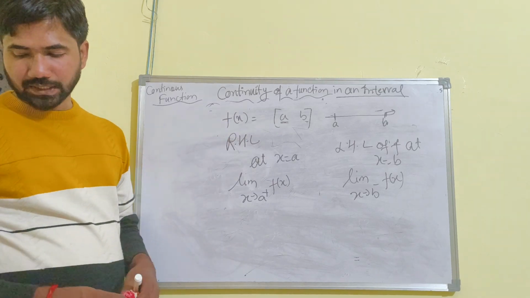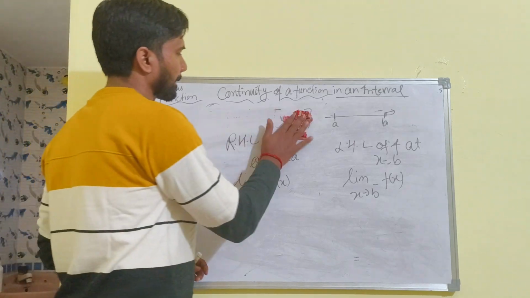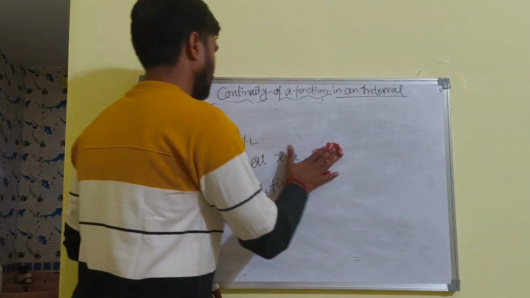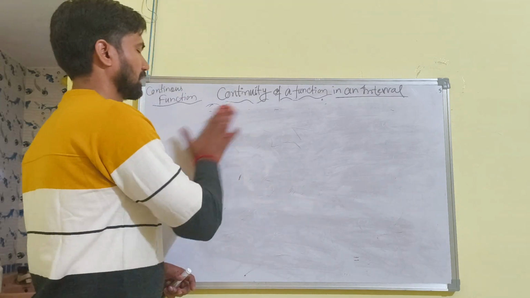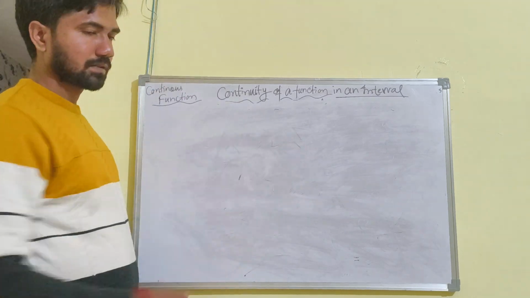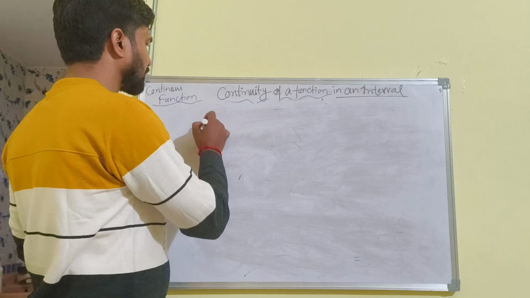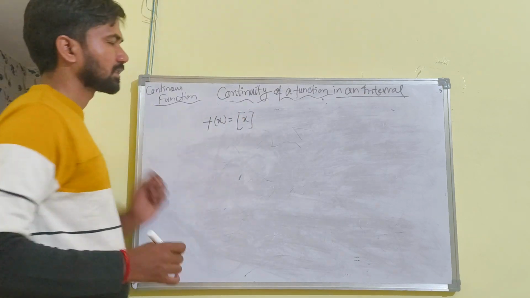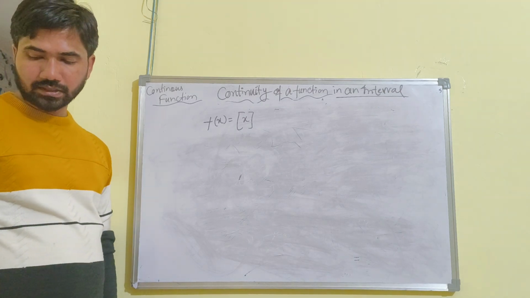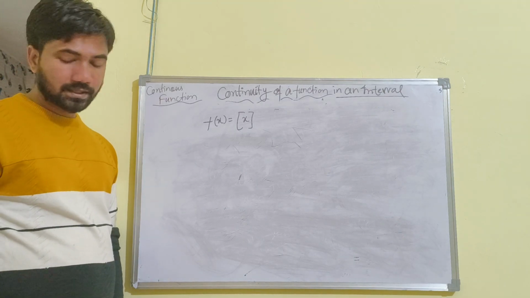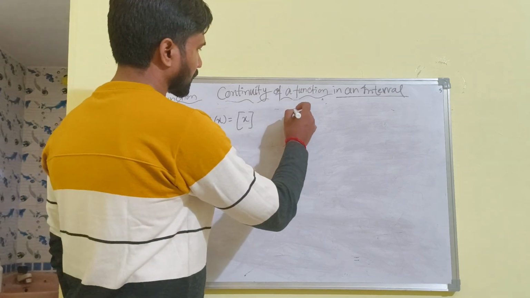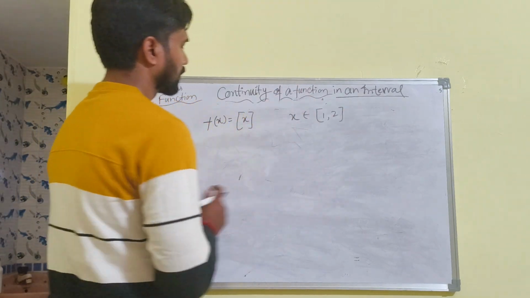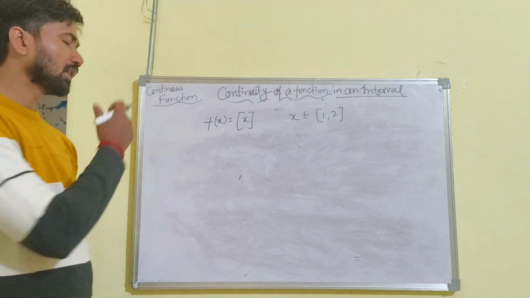Let's see one example. Let f(x) equal the greatest integer of x. We have to check the continuity of the function in the closed interval 1 to 2.